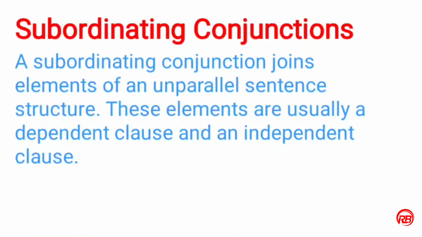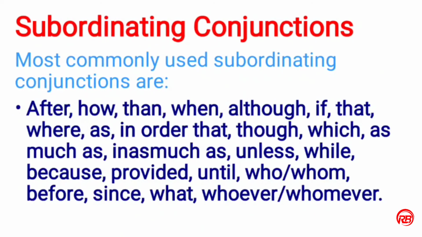And finally, subordinating conjunctions. A subordinating conjunction joins elements of an unparallel sentence structure. These elements are usually a dependent clause and an independent clause. Here I have given you the most commonly used subordinating conjunctions.